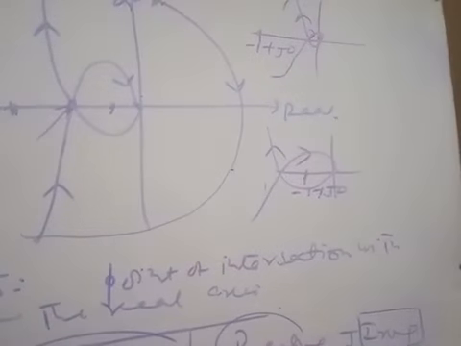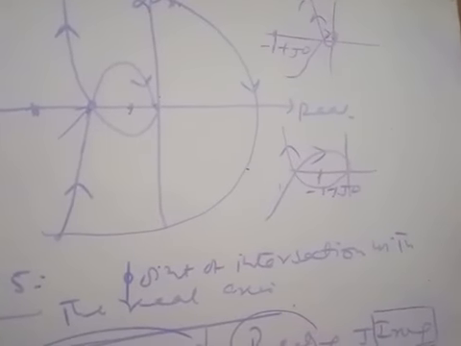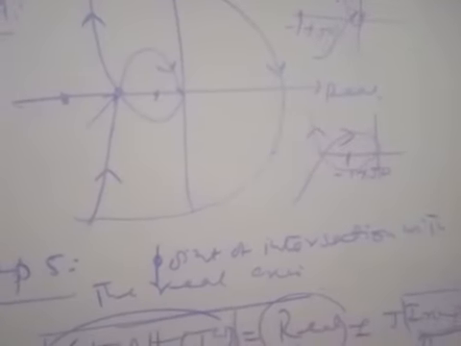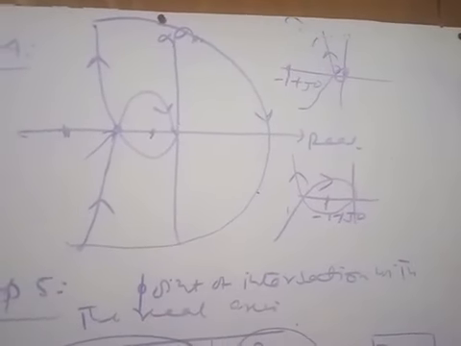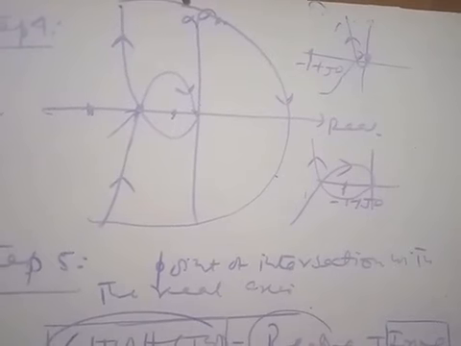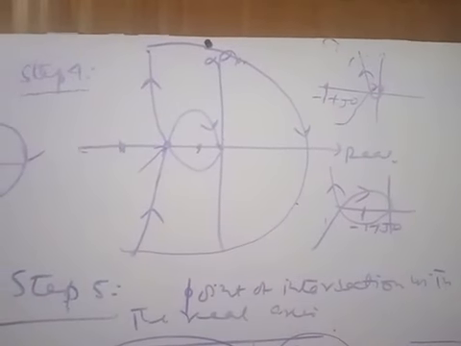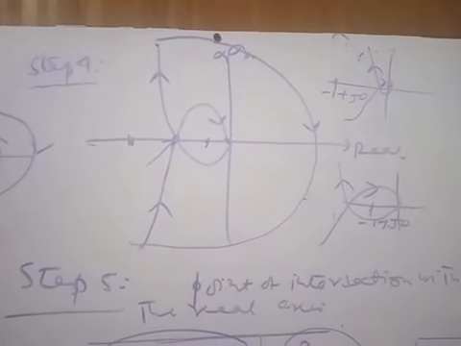So the point of intersection with the real axis plays a very important role, and we will discuss how to get it, and accordingly how to do the Nyquist stability analysis, and whether the system we are discussing is stable or not.